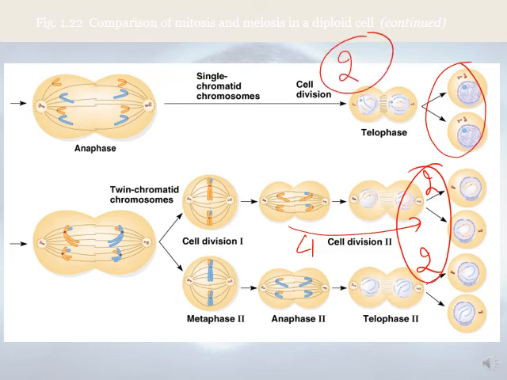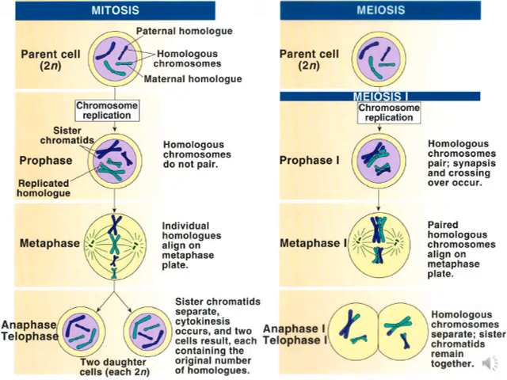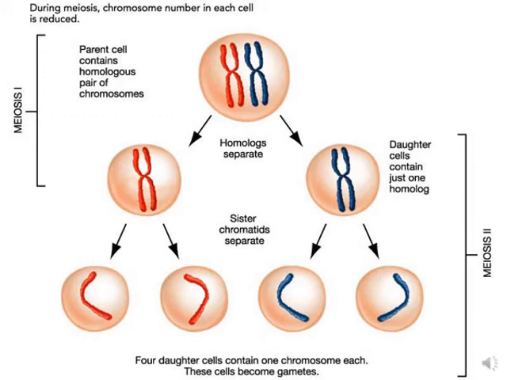Okay, guys? Also, here is a figure showing the differences between mitosis and meiosis. Meiosis I, for sure, and meiosis II, leading to the formation of 4 daughter cells. These 4 daughter cells contain 1 chromosome each, and these cells will become what's known as the gametes. So this will be the gamete.